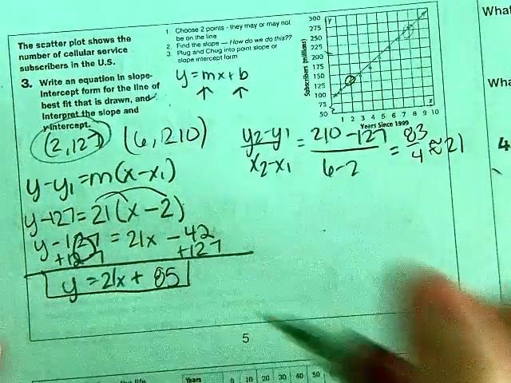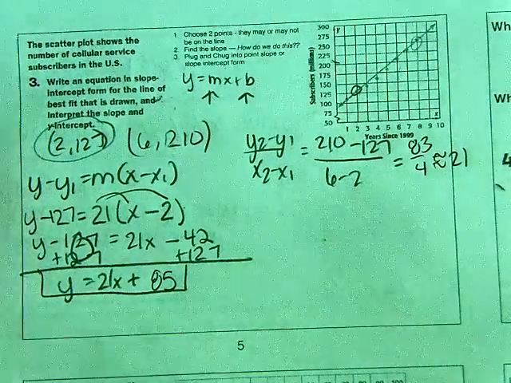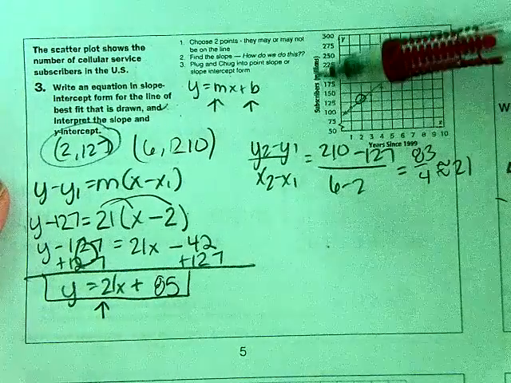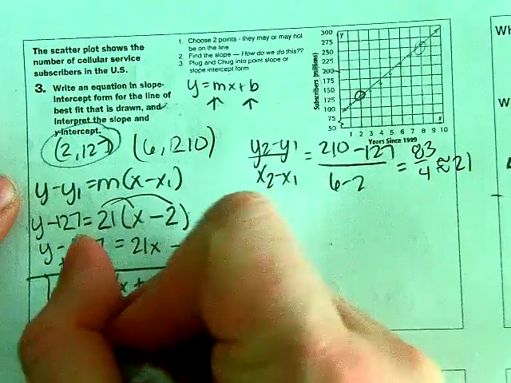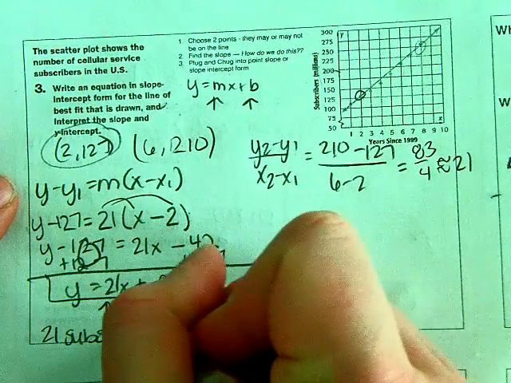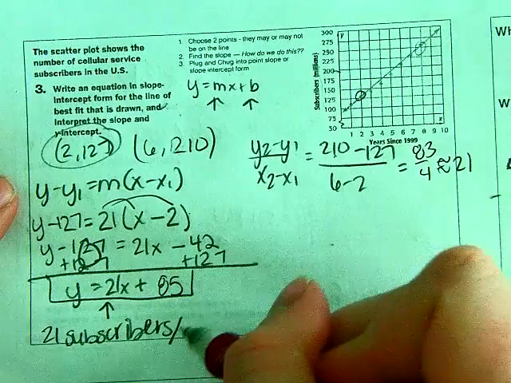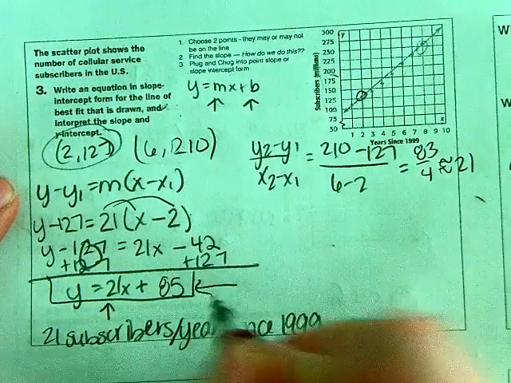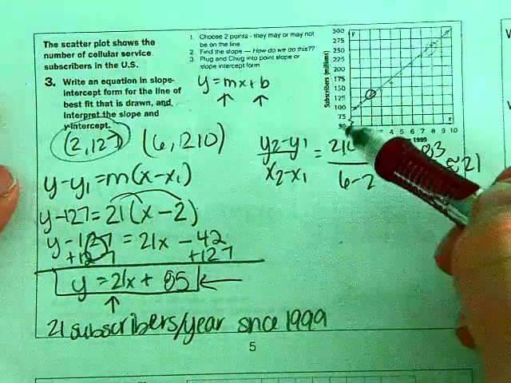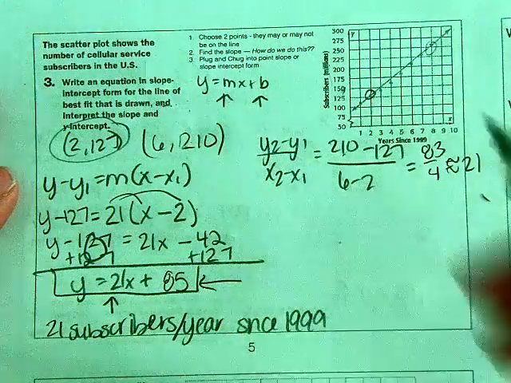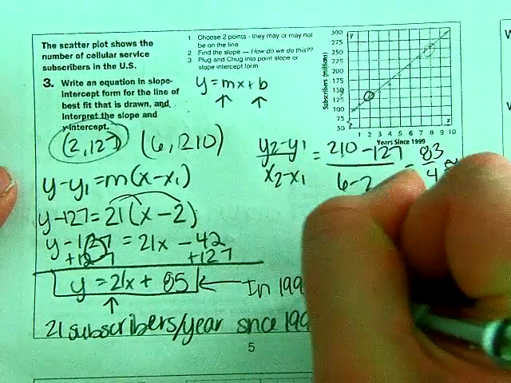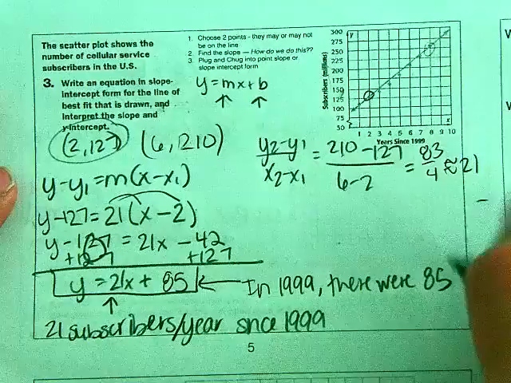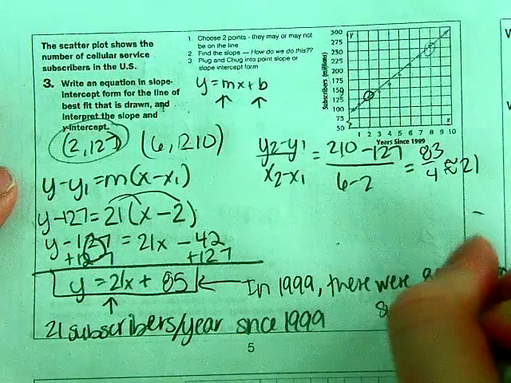So there's my equation. Now it says to interpret the slope and y-intercept. So the slope is going to be something per something. It's going to be y label over x label. So that would be subscribers per year. So 21 subscribers per year since 1999. The 85 will represent at 0, so 0 years. So in 1999, there were 85, and it's actually a million if you look there, million subscribers.